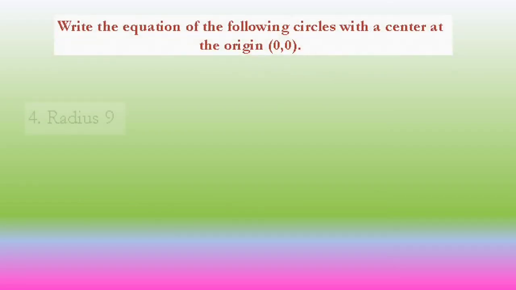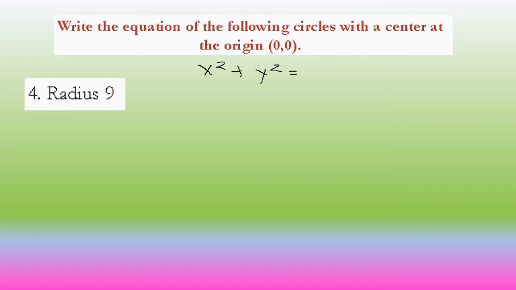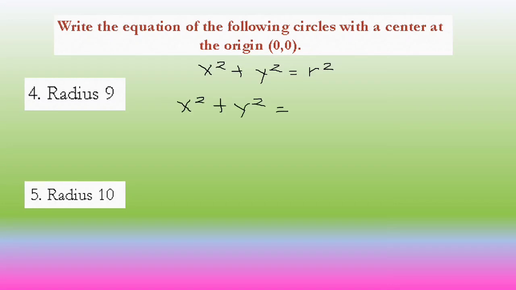Same case applies for our fourth example. So again, the equation of the circle, given that the center is at the origin, is x raised to 2 plus y raised to 2 is equal to r raised to 2. Our radius is 9, so we are going to have x raised to 2 plus y raised to 2 is equal to 9 raised to 2. So we have x raised to 2 plus y raised to 2 is equal to 81.